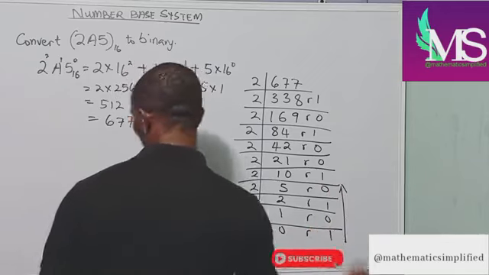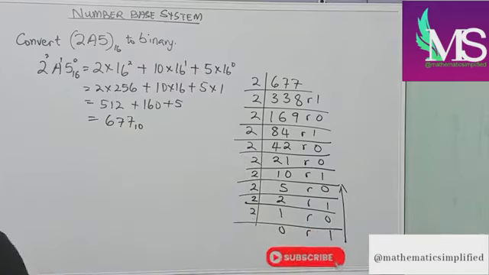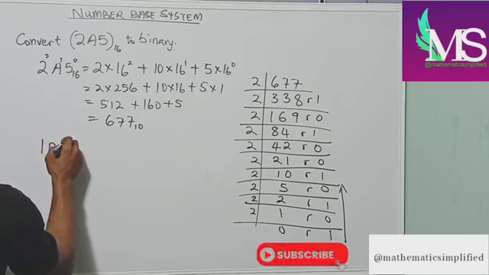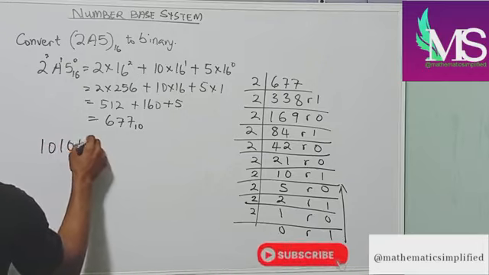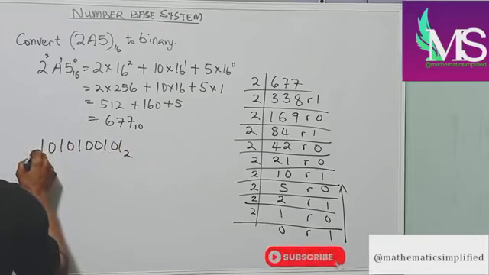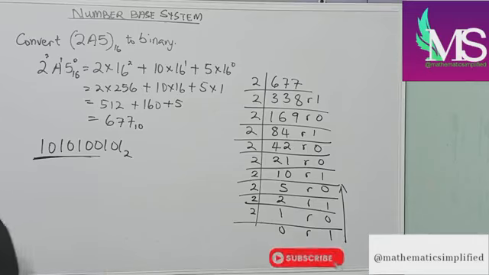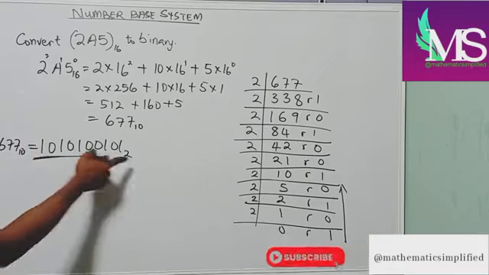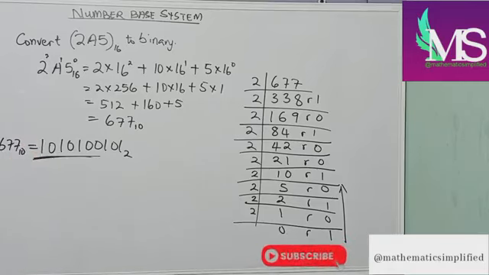So reading it upwards, we have our answer as 1010100101 base 2. Okay, so our 677 base 10 equals this.